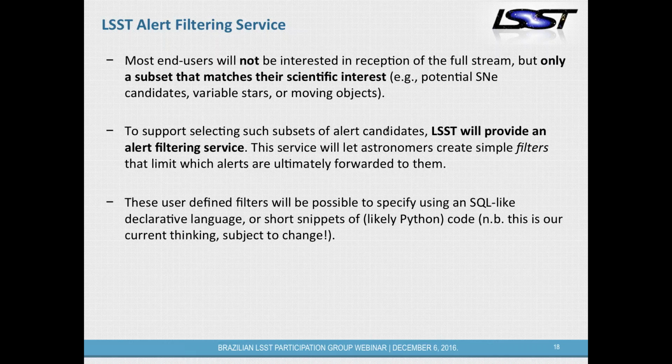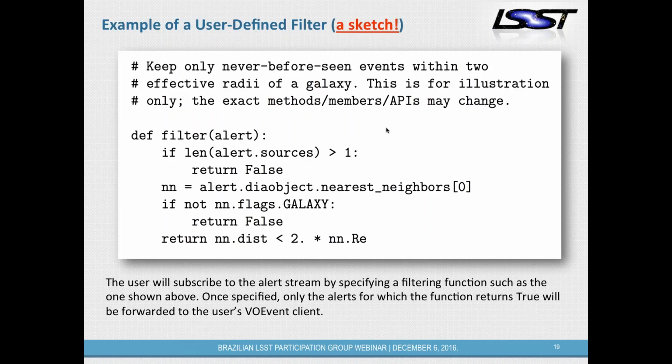And these filters will be possible to specify using something like either an SQL-like declarative language or short snippets of Python code. I need to put a caveat here that we are currently working on exactly how to implement this. So this is the current thinking, and it may be subject to change. But to give you a feel for it, here's what a Pythonish filter may look like that will only forward you never before seen events within 2 effective radii of a galaxy.